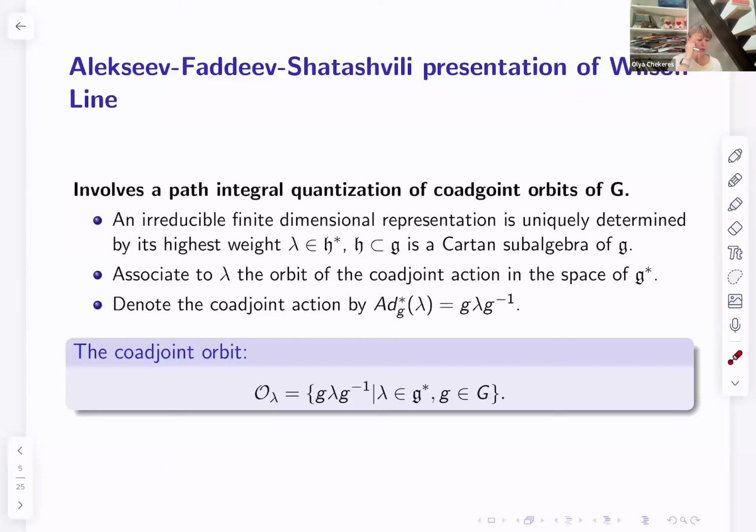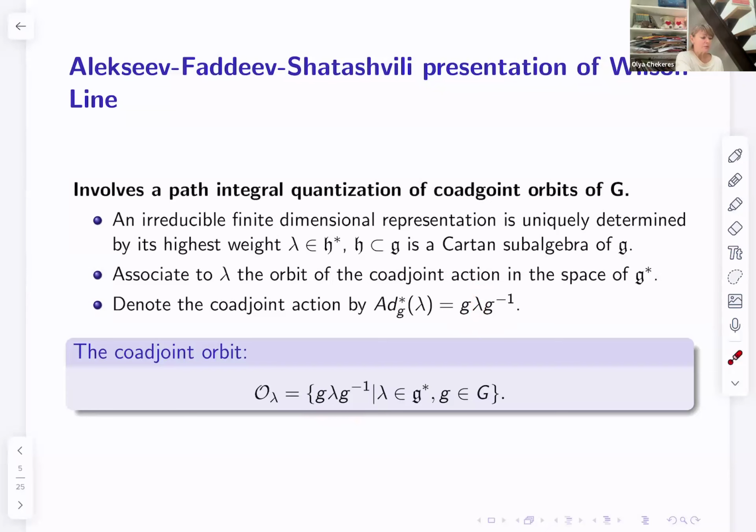To remind you, the coadjoint orbit is the orbit of the action of the group on the dual of its Lie algebra. And since in our case we were working with matrix Lie groups, we can write down such an action as matrix conjugation. So here we have g, an element of the group, and lambda, a representative of the dual algebra. And the orbit is defined by such lambda conjugated by all the elements of the group.